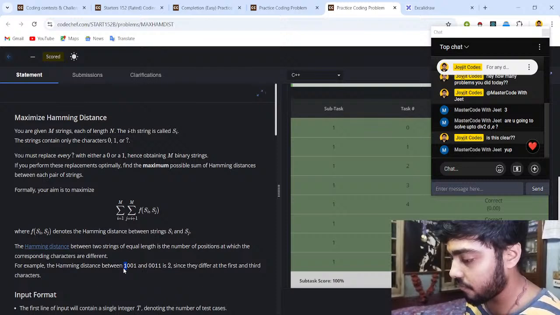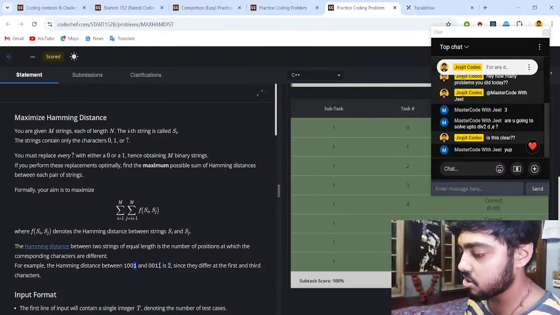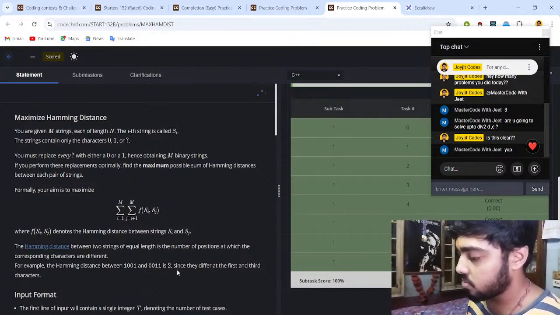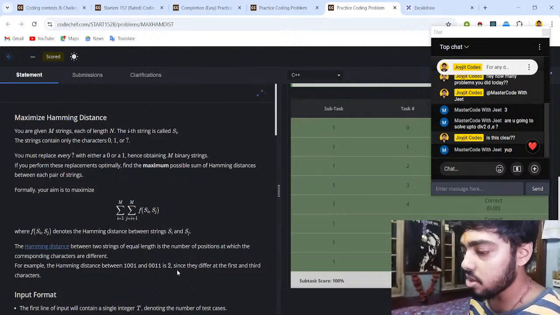Why? Because for the first position it differs, so it provides one Hamming distance. For the second position it is the same, so no Hamming distance. For the third position it differs, so one more, and for the last position it is the same. So there were two positions where it differed, so that is 2. For all the possible pairs you have to maximize the Hamming distance.